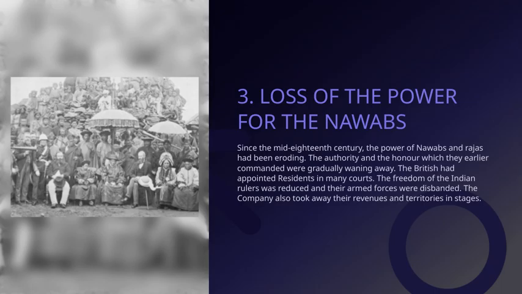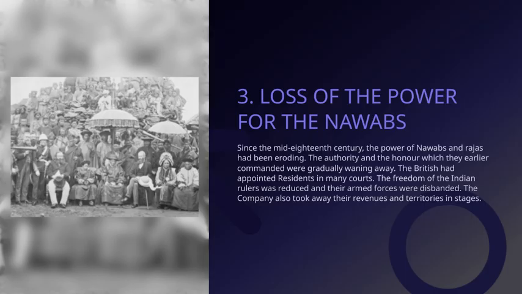Starting from the mid-18th century, we see a clear decline in the authority and honor that Nawabs and Rajas once commanded. Their influence was gradually eroding over time. One of the key reasons for this was the British presence, as they began appointing residents in many courts. This effectively limited the independence of the Indian rulers and reduced their freedom to govern as they pleased. Additionally, their armed forces were disbanded, which further diminished their power.